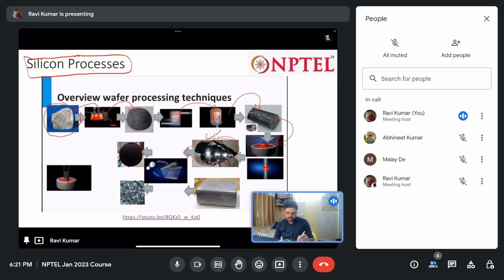The ingot is like a single crystal. For multicrystalline, we take a vessel like this and pour the silicon in liquid form, and it solidifies. So just by solidification we get multicrystalline silicon, but the process is different for monocrystalline silicon. If we cut wafers from the ingot, we get monocrystalline silicon wafers, and if we cut this rectangular box, we get polycrystalline or multicrystalline silicon wafers.